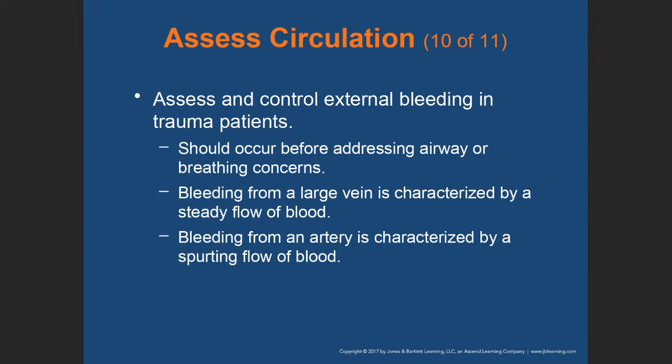So assess and control external bleeding in trauma patients. This should occur before addressing airway or breathing concerns if there are signs of excessive blood loss. Bleeding from a large vein is characterized by a steady flow of blood. Bleeding from an artery is characterized by a spurting flow of blood because it mimics the contraction of the heart. And arteries are under high pressure, veins are under low pressure.